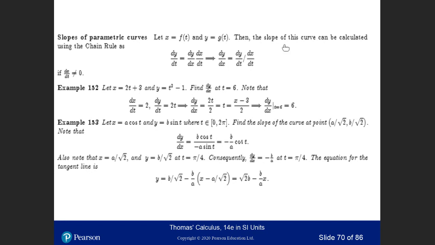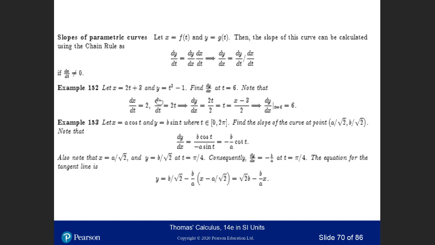Now, the slope of this curve can be calculated using the chain rule. You assume that y is a function of x, so dy/dt is equal to dy/dx times dx/dt. So when you solve for dy/dx, that's dy/dt divided by dx/dt. That directly comes from the chain rule. Of course, here dx/dt must be non-zero, otherwise you cannot calculate.